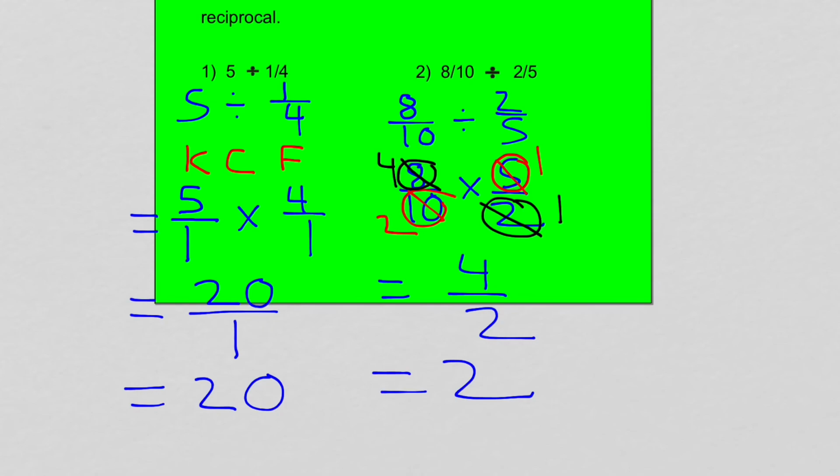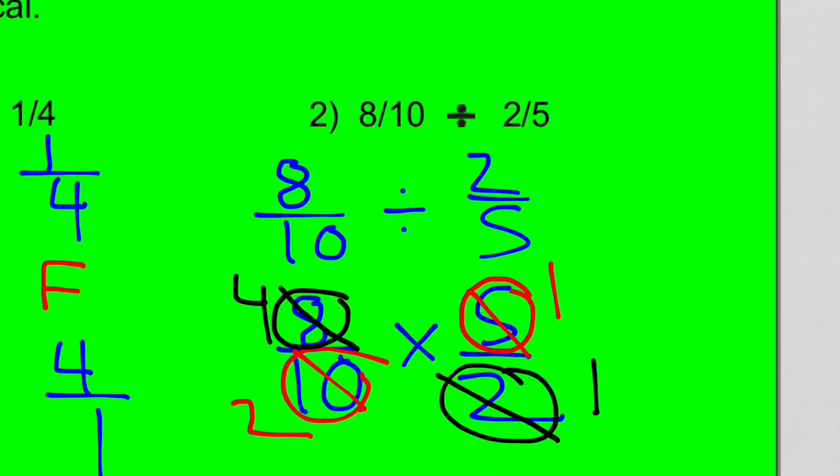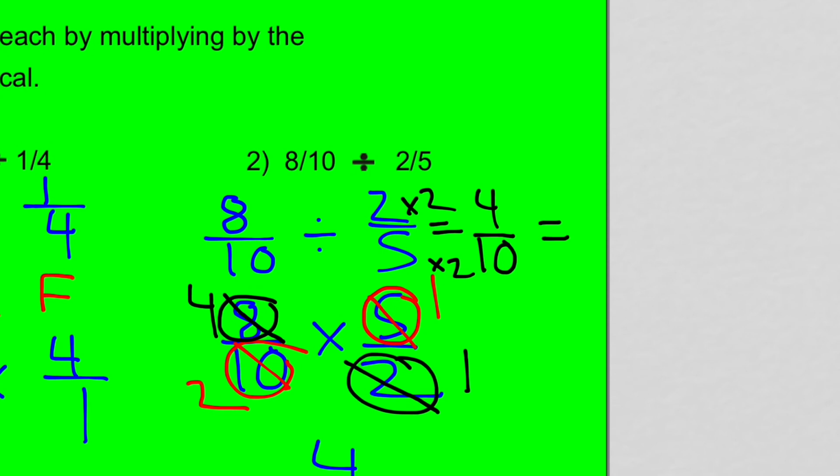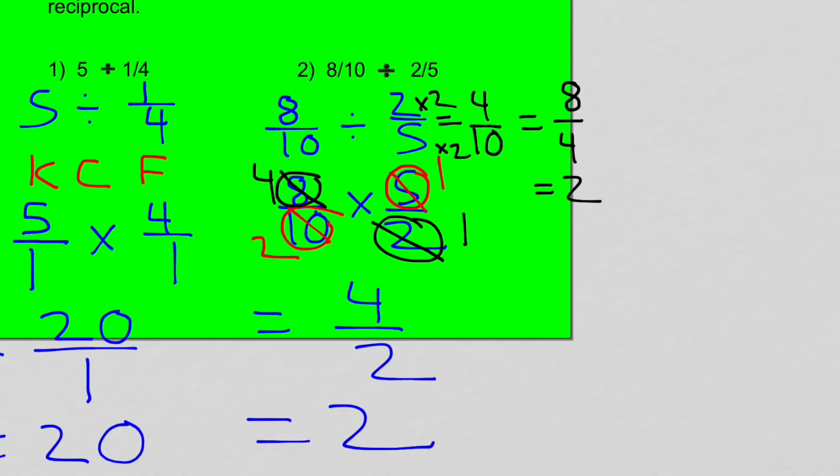Now something interesting here, don't forget the common denominator method. The common denominator of 10 and 5 is 10. So if I wrote both fractions with the denominator 10, 5 times 2 is 10, 2 times 2 is 4. And the common denominator method would say take the first numerator, which is 8, and divide by the second numerator 4. And you would get that that equals 2, which is exactly the same as you get down here using keep, change, flip.